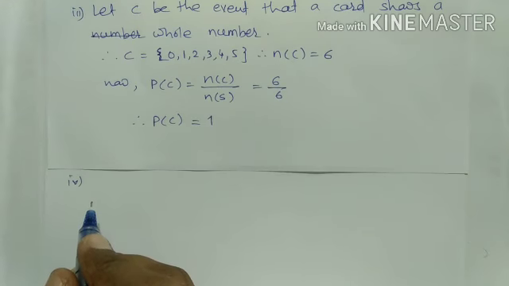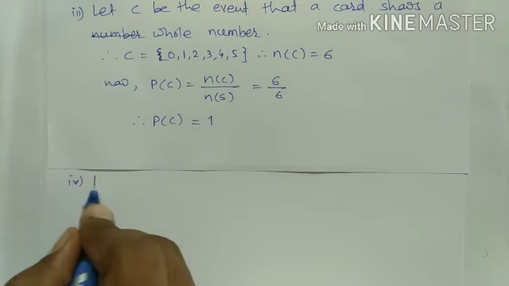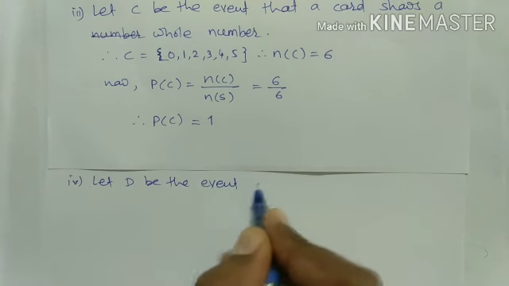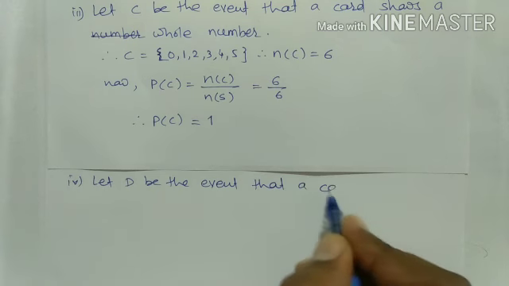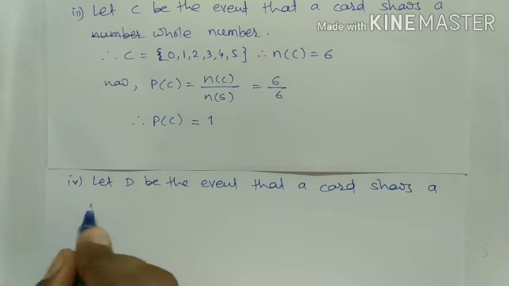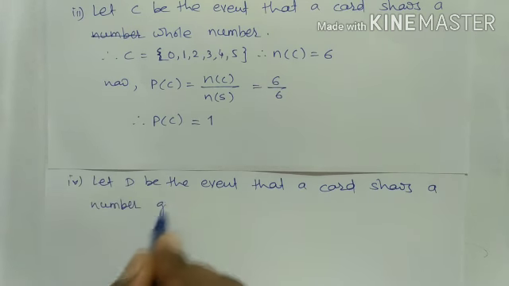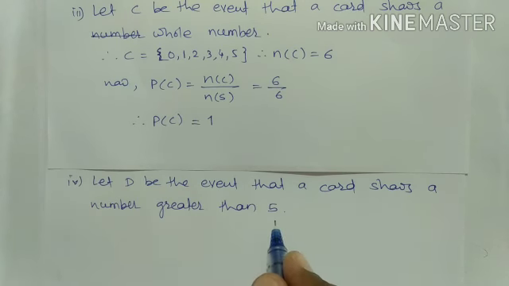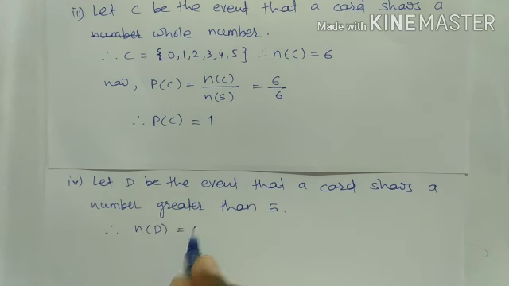Now the fourth event is that the card shows a number greater than 5. Here we take the event D. Let D be the event that a card shows a number greater than 5. Here the numbers are from 0 to 5. It means that there is not a single number which is greater than 5. So therefore number of D equals 0.